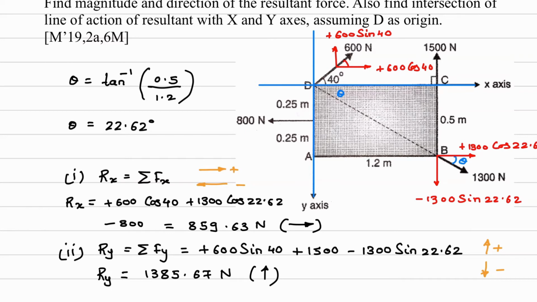Next, 800 Newton. It is towards left. Keep your thumb at point D. Keep your index finger at this point. Rotate your index finger in the direction of arrow, it is clockwise. Clockwise is negative. So minus 800 into distance is 0.25.